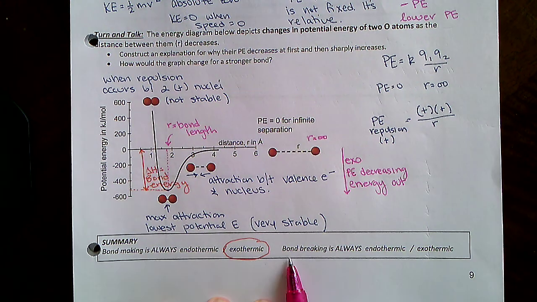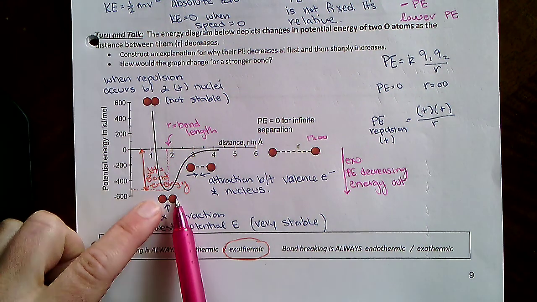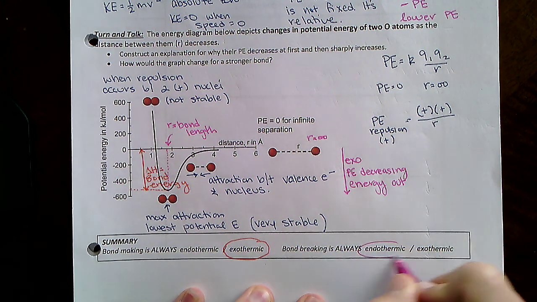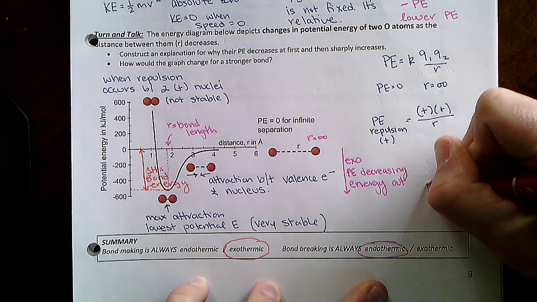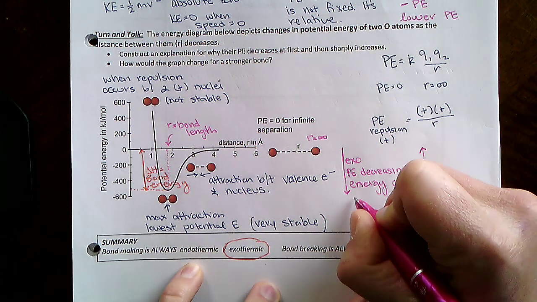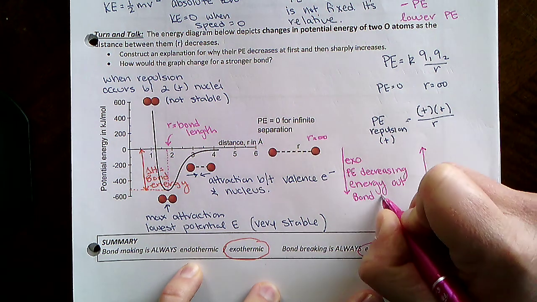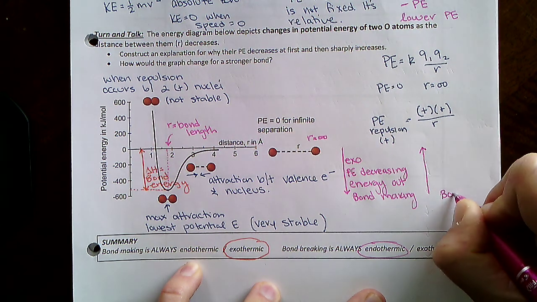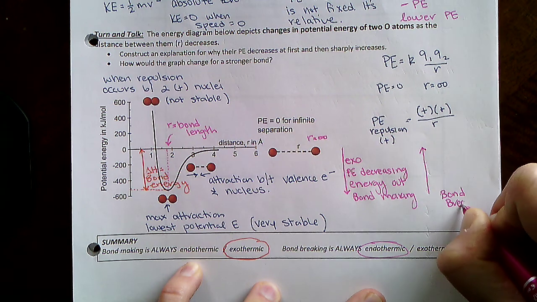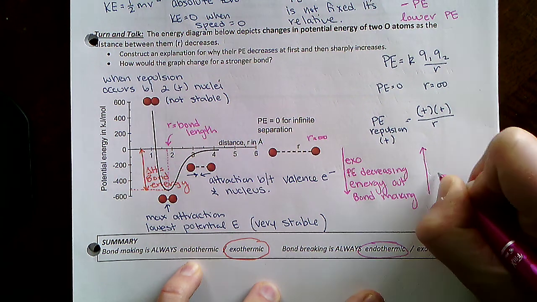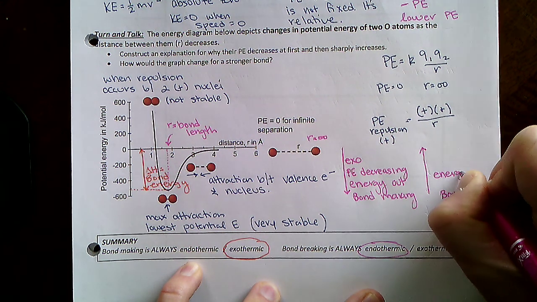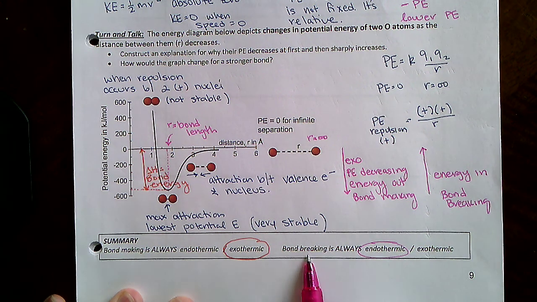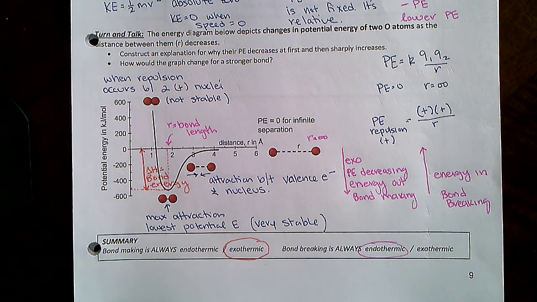If you ever want to break this bond, think about this bond where there's tons of attraction, you want to separate it, you got to put energy in. So if you want to break a bond, so this is bond making. If you want to do some bond breaking, you're going to have to put energy in. Always, always, always. If you want to break a bond, it's an endothermic process.